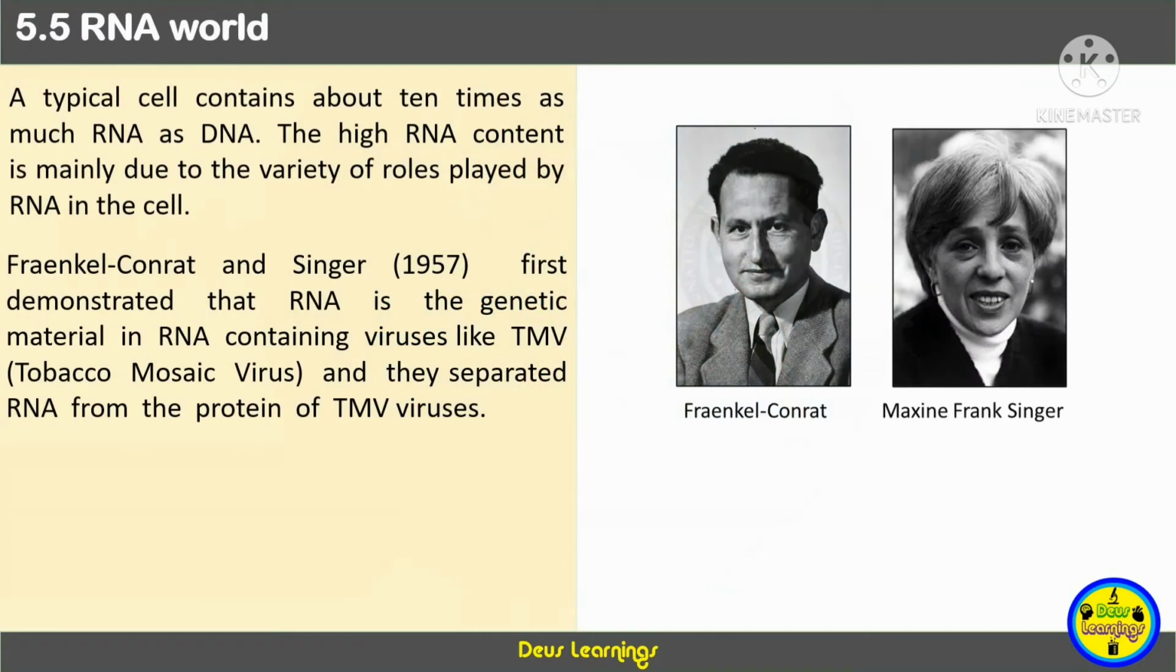You know that a cell contains nucleic acids. If you compare both nucleic acids, DNA and RNA, you will find that the quantity of RNA is very much higher than the quantity of DNA, because there are various types of RNA performing various functions. So definitely the quantity of RNA is going to be higher than the quantity of DNA. The high quantity of RNA is mainly due to the variety of roles played by RNA.